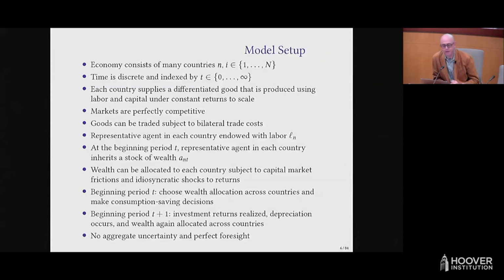Some key features are that there are going to be frictions in capital markets. If I allocate my wealth abroad, that's going to be more costly to manage than if I hold it at home. That's how we're going to manage the home bias in investment allocations. And when I allocate my wealth in countries abroad, I'm going to be subject to some idiosyncratic shocks to the returns on those holdings. I'll explain in more detail how that works, but those idiosyncratic shocks are going to integrate out. As I mentioned earlier, there'll be no aggregate uncertainty.